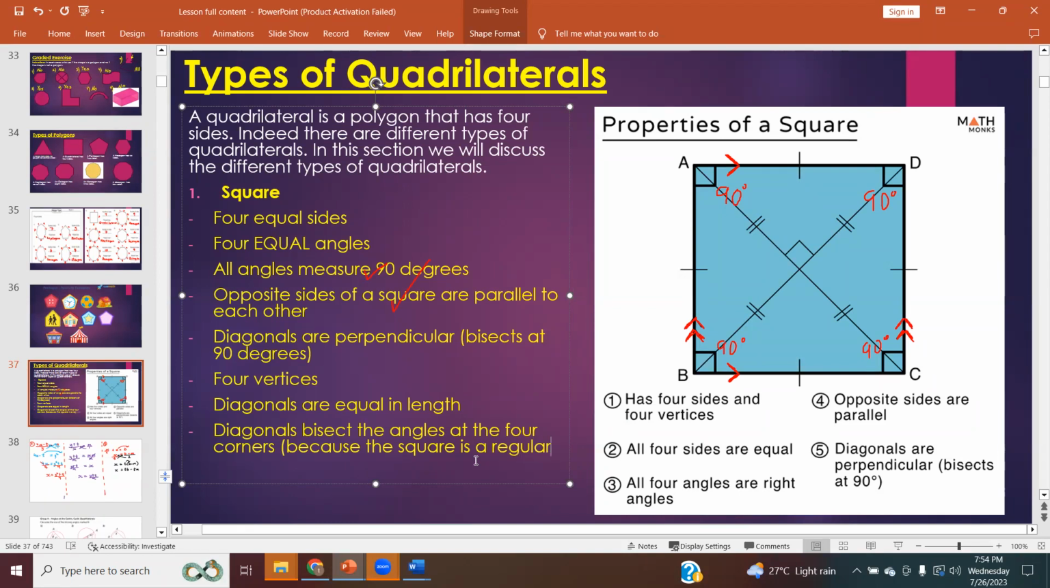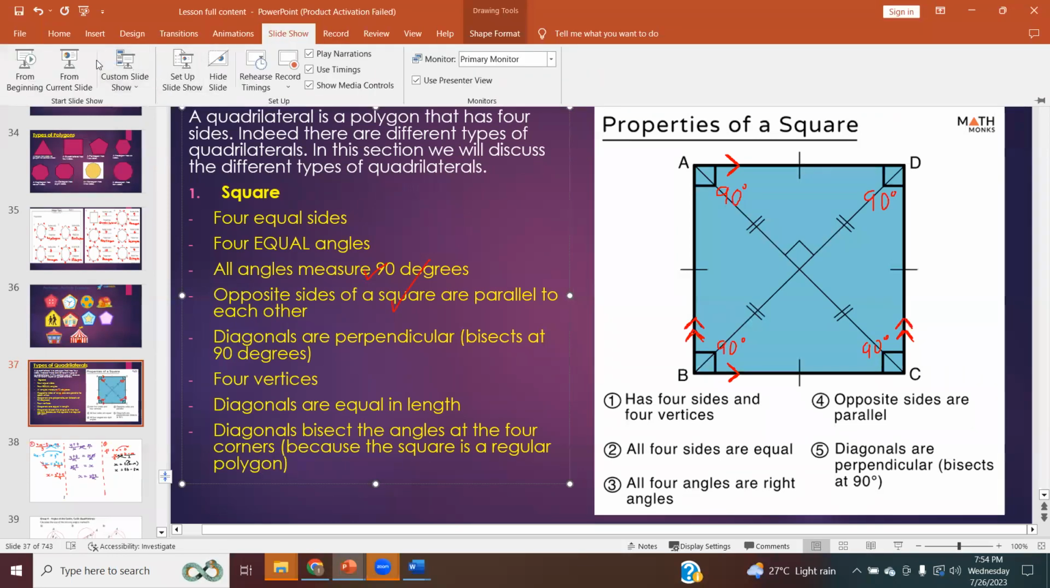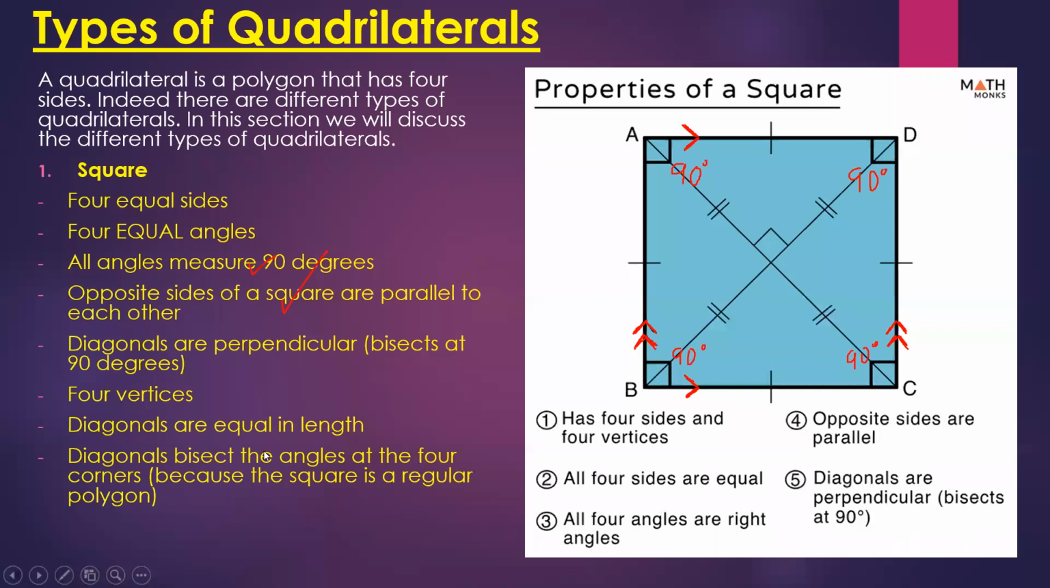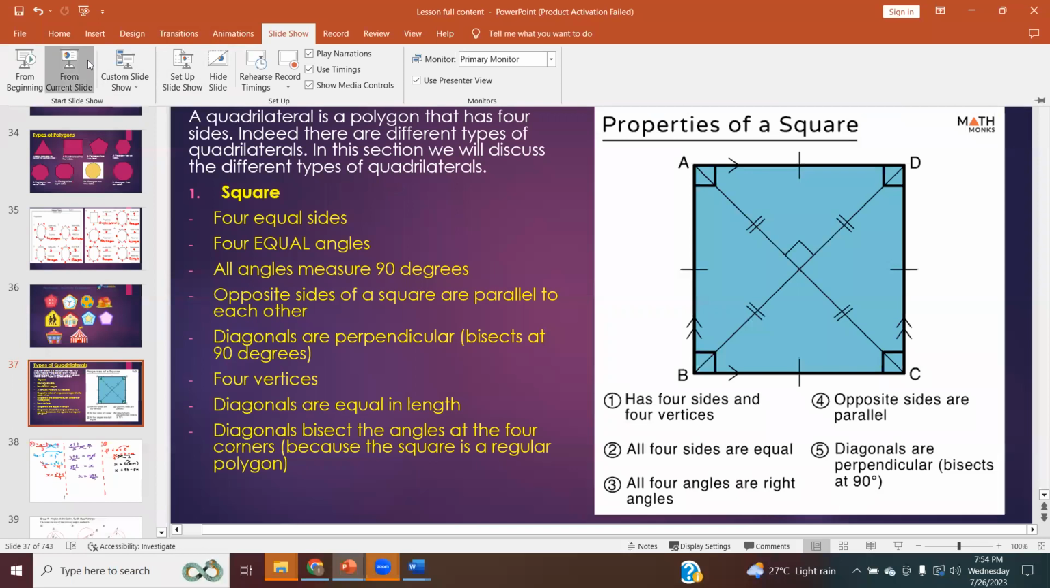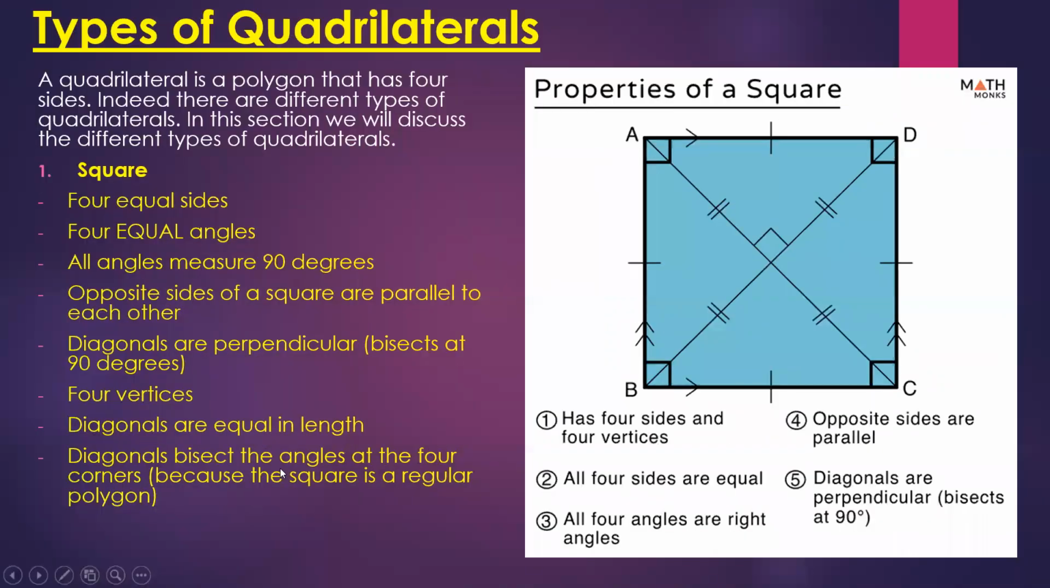Now, if the square was not a regular polygon, it wouldn't work. Only because the square is a regular polygon, it works. And that is a very important thing to mention, especially for people who take the BGCSE, y'all need to know that. Diagonals only bisect the angles at the corner if it's a regular polygon. All right.